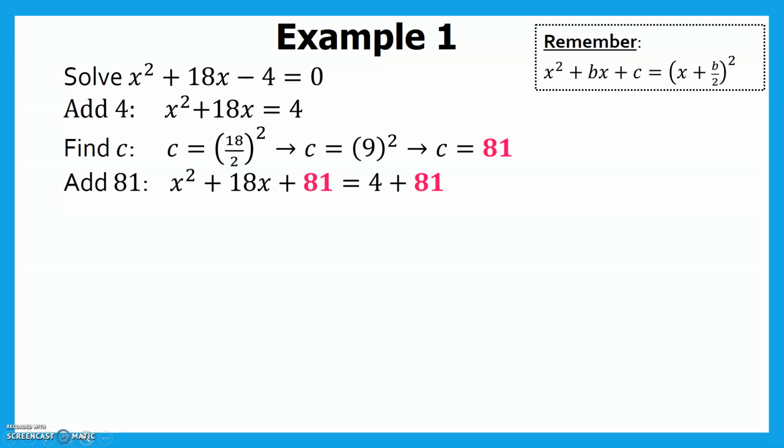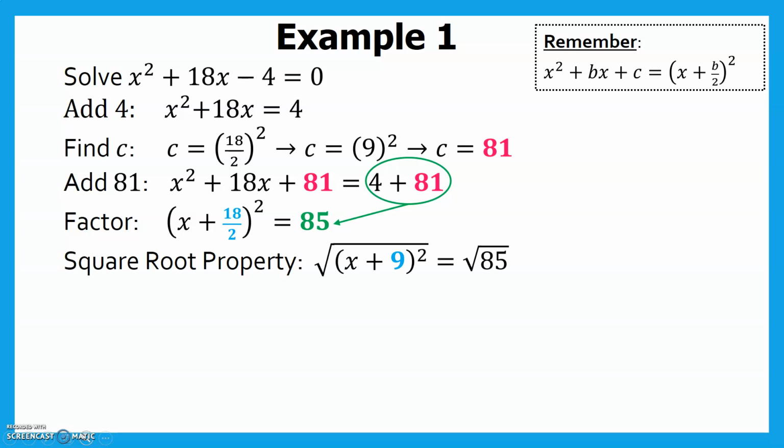Now I'm going to use this fact that x squared plus bx plus c equals (x plus b over 2) squared. So I have forced this to be a perfect square trinomial. I'm going to factor the left-hand side into what the model is for the right-hand side. When I do that, I get (x plus 18 over 2) squared equals 85, and the 85 just came from 4 plus 81. Now I'm going to use the square root property, which we practiced last week, and take the square root of both sides because that square root will undo that square.